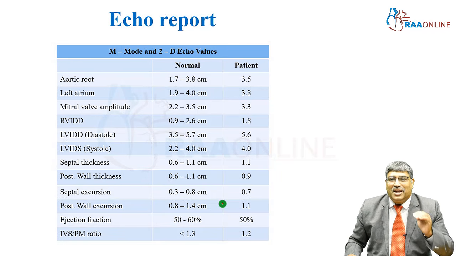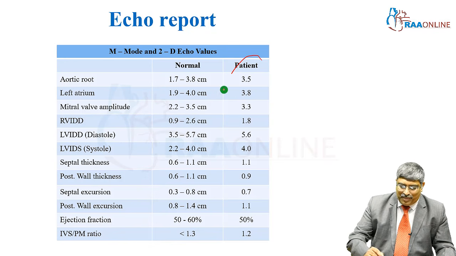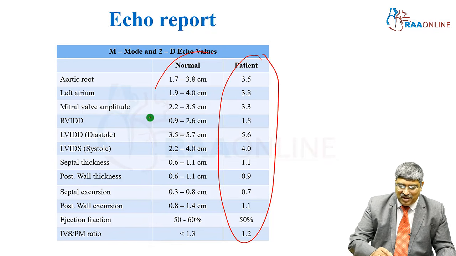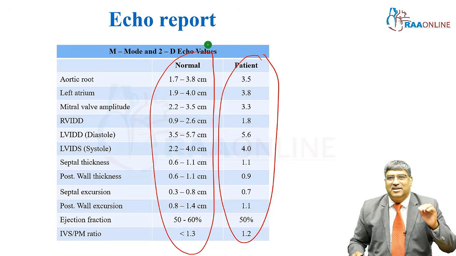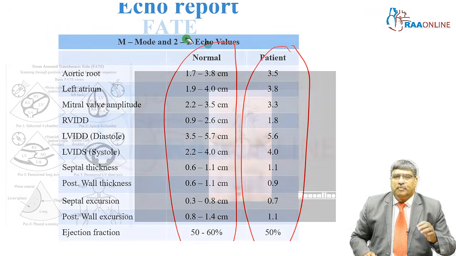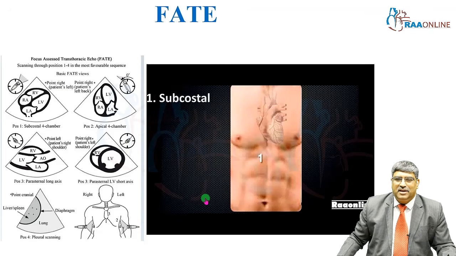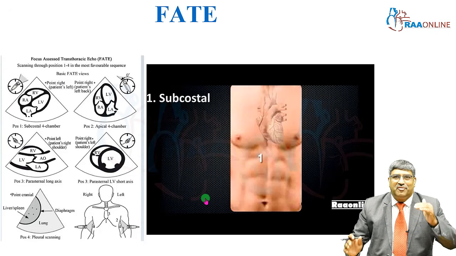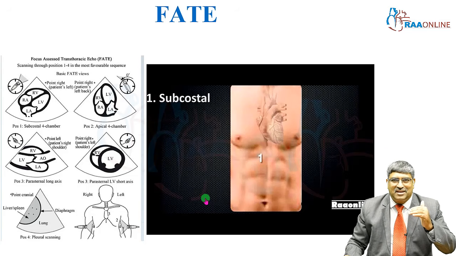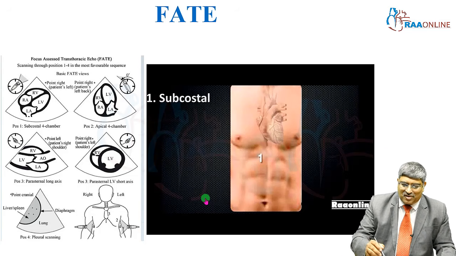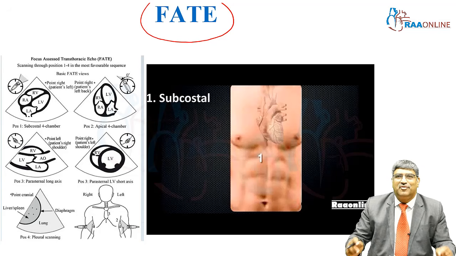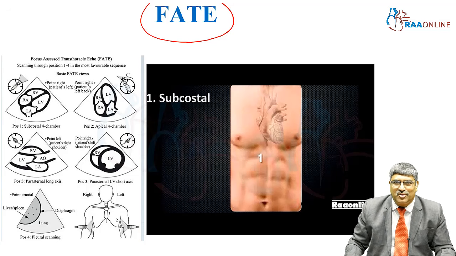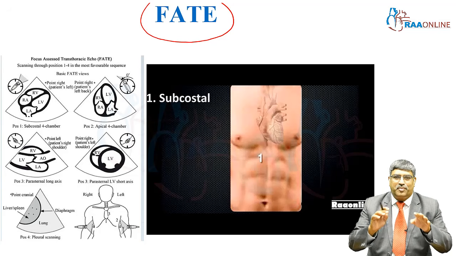Also, it is very important to compare the patient value with the normal value which is given in the echo report. Before going to analyze the echo report, we should have the views of various transthoracic echocardiogram. This is called FATE, which is focus assessed transthoracic echocardiogram. Here you have 4 primary views.